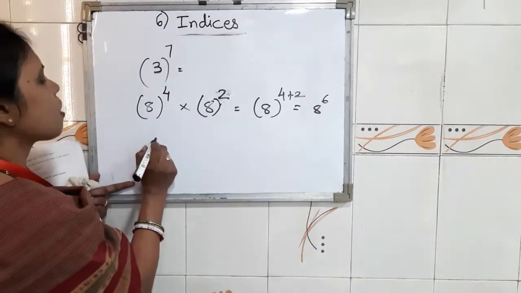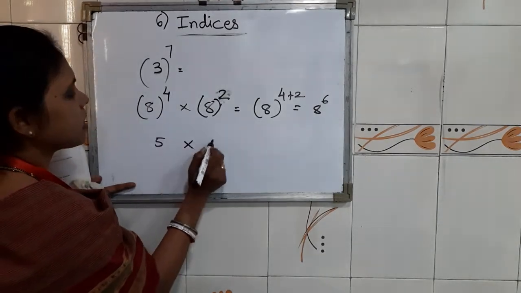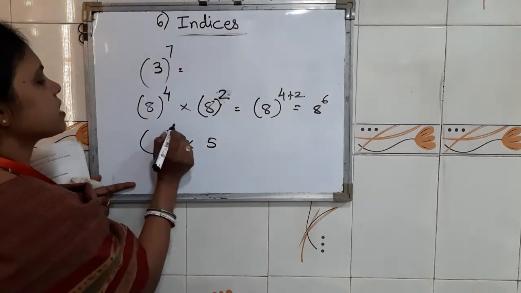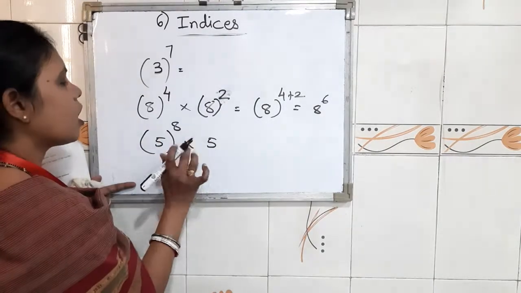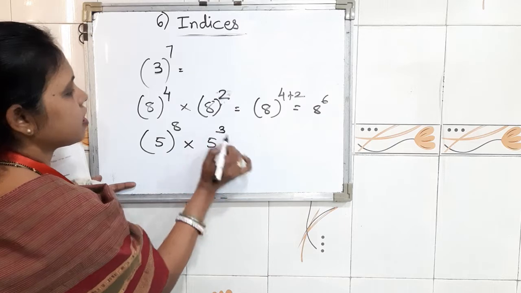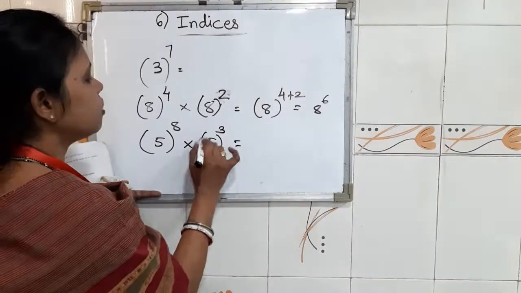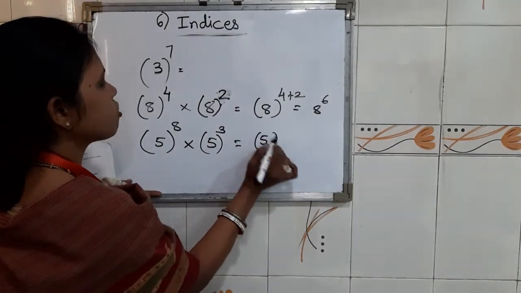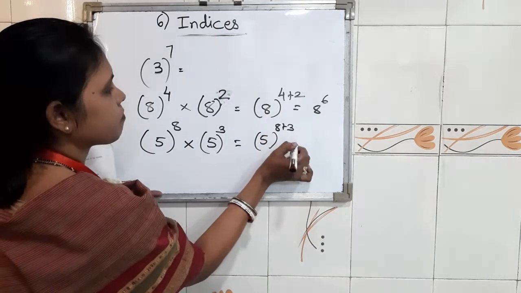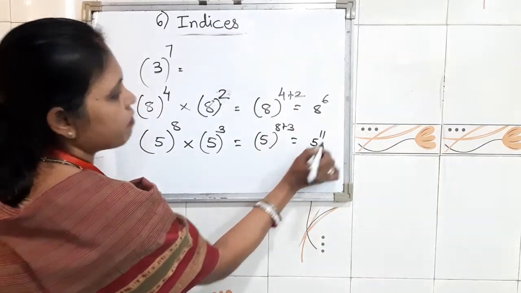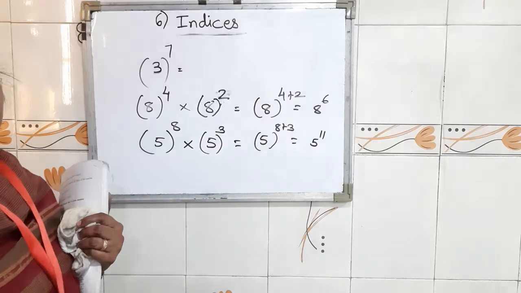Next one, suppose the base is the same and the indices are different, say 8 and 3. Then we do the same thing: 5 raised to 8 plus 3, that is 5 raised to 11.